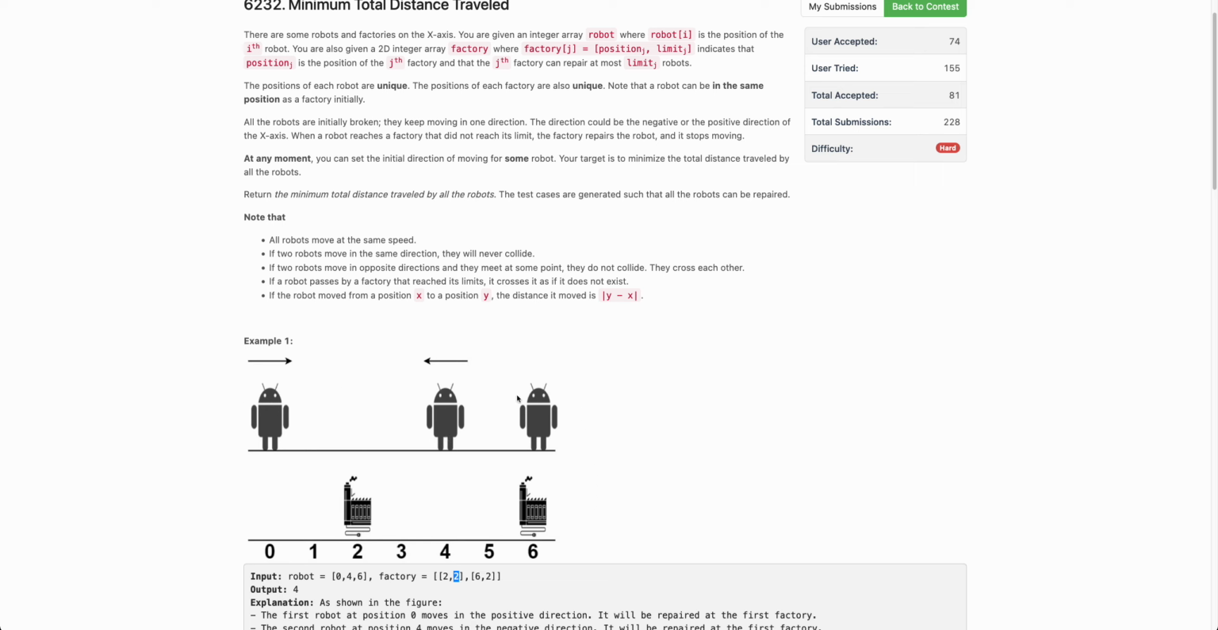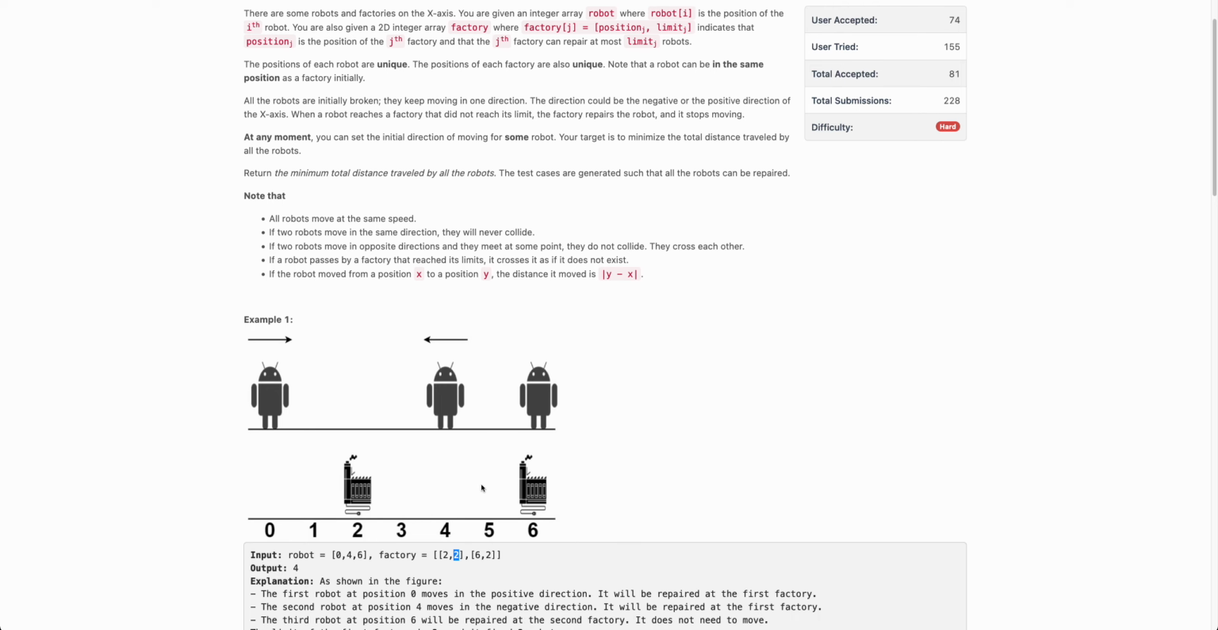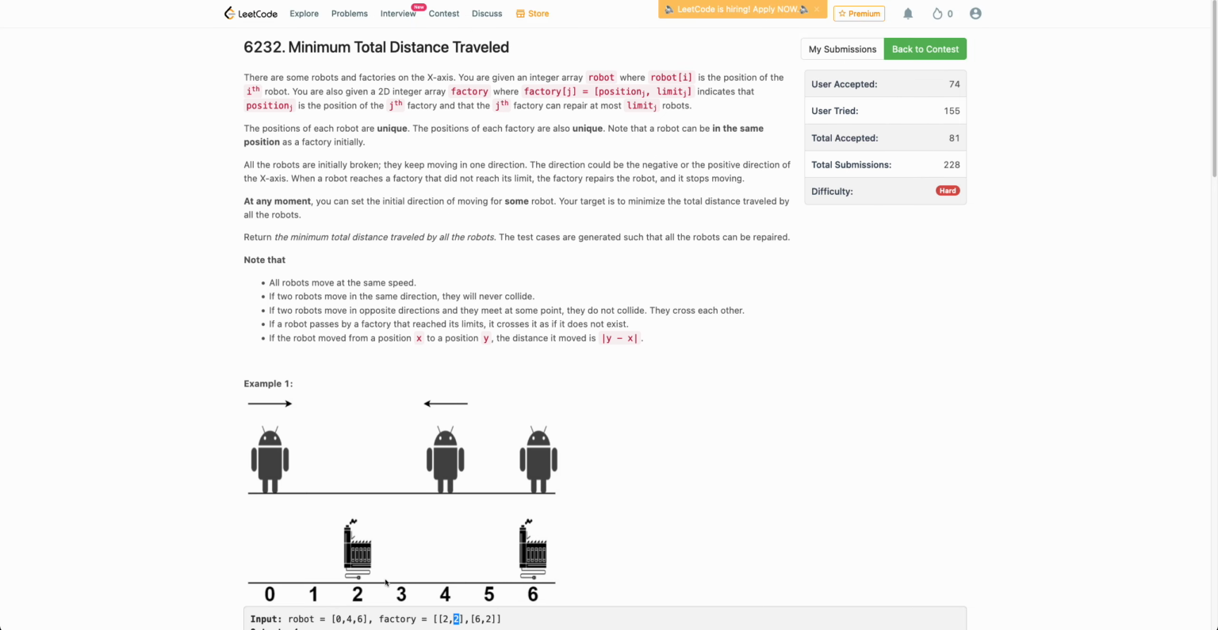Now for this one, it doesn't travel any distance at all because it was repaired by the factory at its own position. So that is the optimal approach. In this approach, the robots have to travel 4 units of distance, and that is the minimum possible that you can get. You can try any other combination, but you will not get any assignment such that the distance traveled is less than 4. So that's the answer.